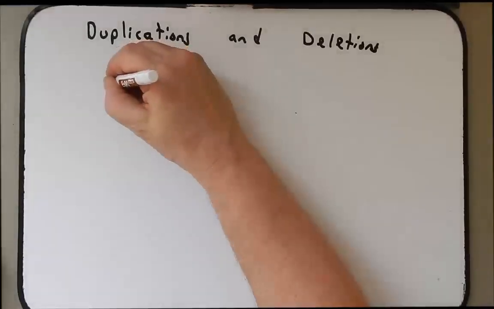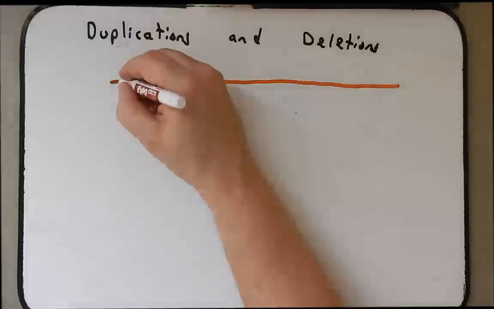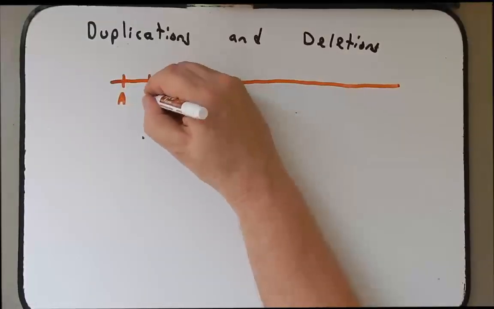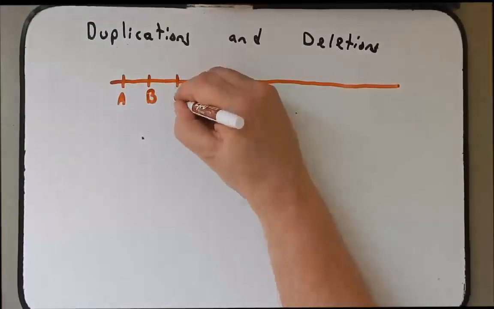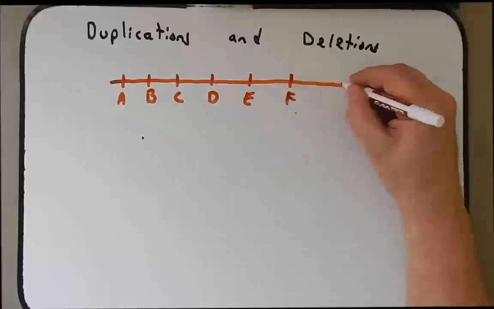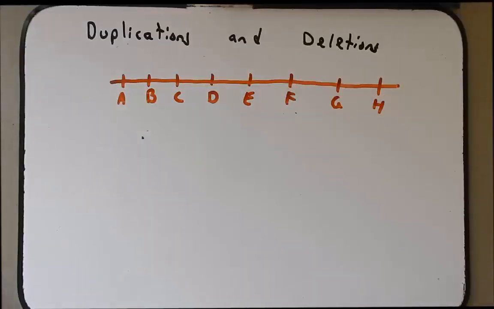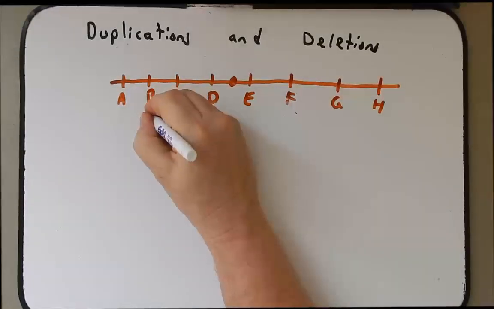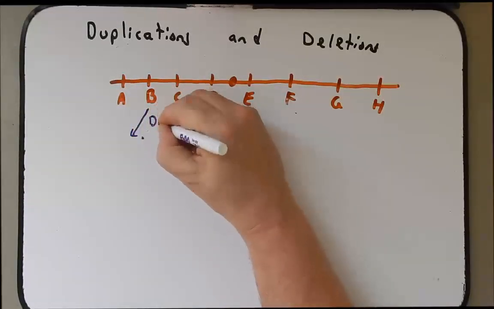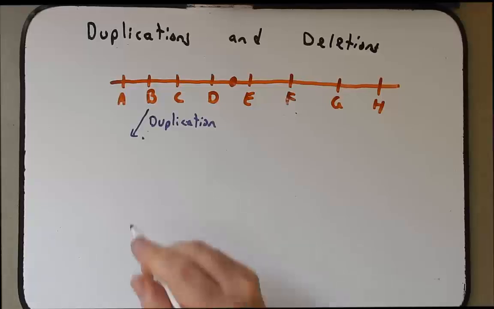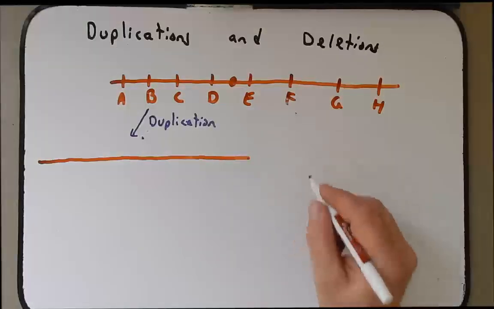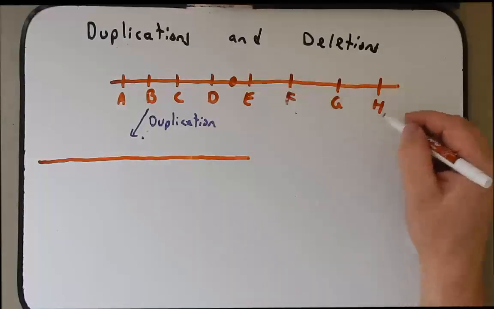So let's draw a chromosome here, and let's draw some genes on it. And we'll be fairly generic here. We'll just call them by single letters. Okay, A through H. And we'll put a centromere right here. So let's first talk about what happens if duplication occurs. And when this happens, one part of the chromosome will be copied.